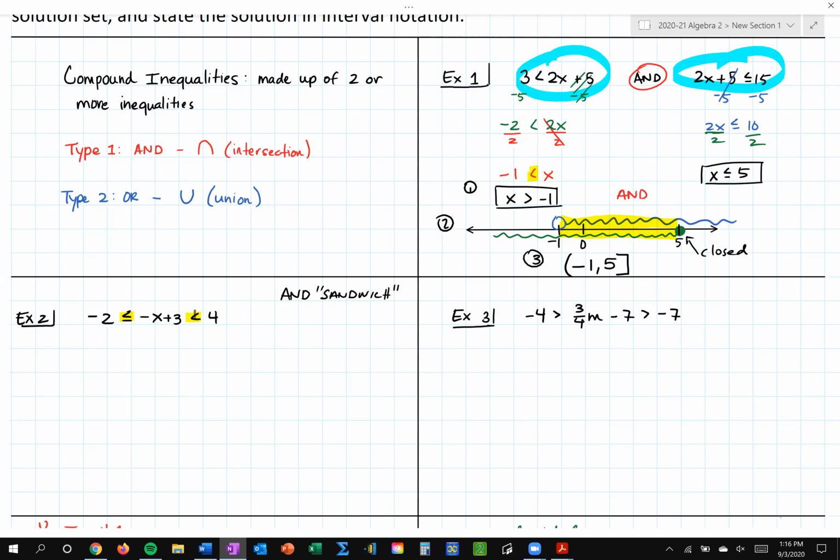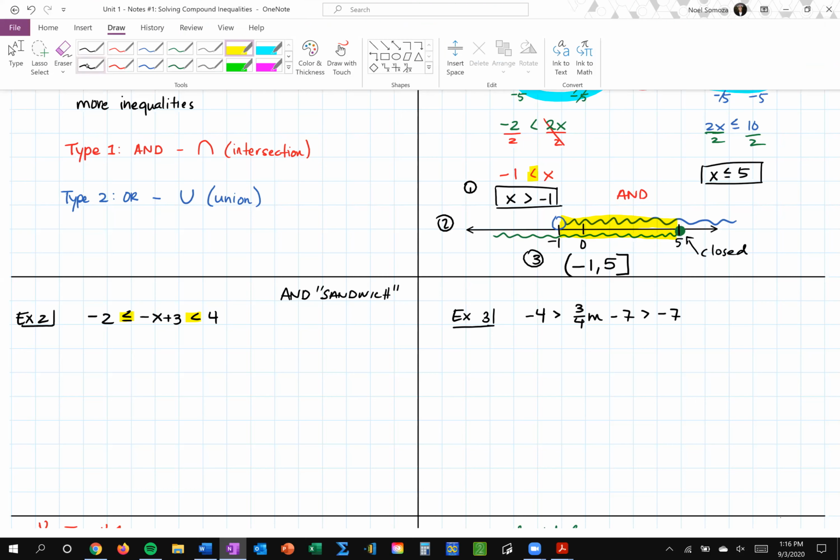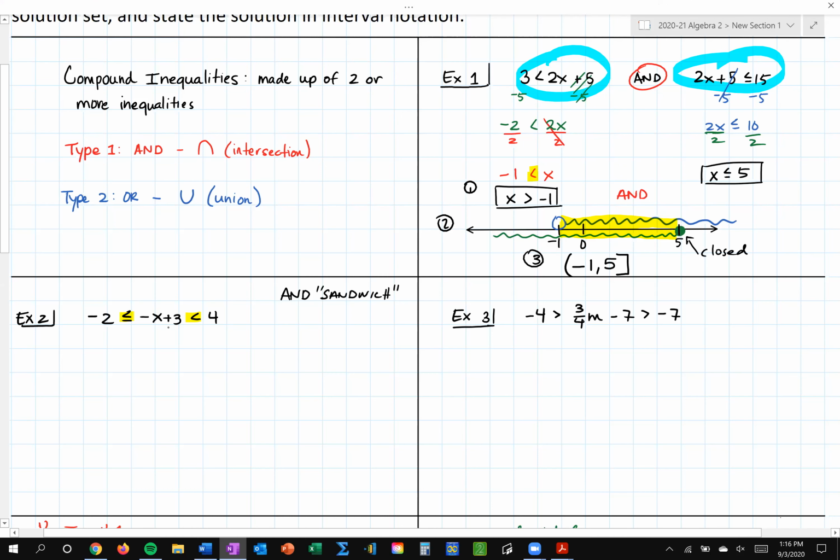So here's what we can do. The first thing is, if we wanted to get x by itself, what would we have to get rid of? The 3, right? So we would subtract 3, but you would do it not only to the middle, but also to the left and to the right, okay? So then what we get is 3 minus 3, that cancels, right? Now you're just left with negative x in the middle. You can bring down the inequalities. You have negative 2 minus 3, so that's negative 5. And then 4 minus 3.